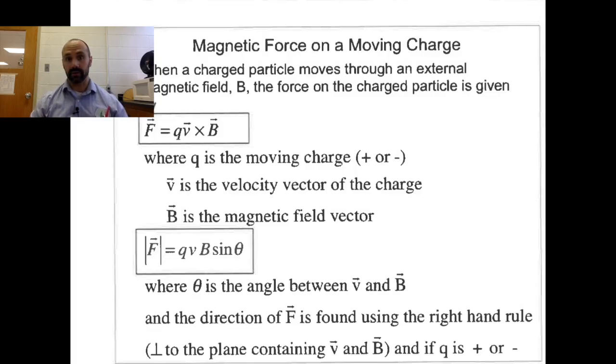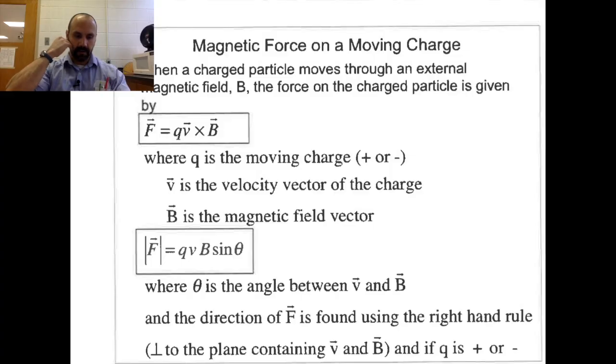So the first equation we have is F equals QV cross B. So it's a cross product. And don't forget the order here matters. When you're figuring out the direction of the force, you put your fingers first in the direction of the velocity, and then you cross in the direction of the magnetic field. And then the direction your thumb is pointing, that's the direction of the force on that particle, right? And the magnitude can be calculated as QVB sine theta.